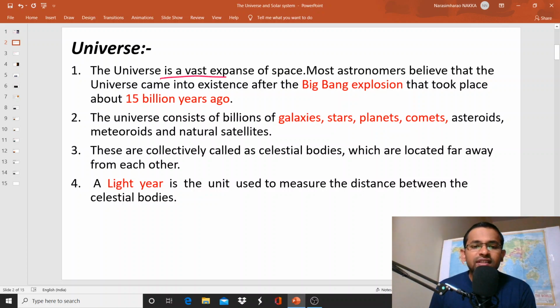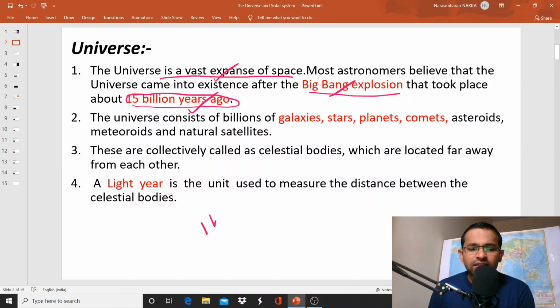So what is the universe? The universe is a vast expanse of space, and most astronomers believe that the universe came into existence after the Big Bang explosion that took place about 15 billion years ago. So dear viewers, just imagine the age of the universe. It is almost 15 billion years.